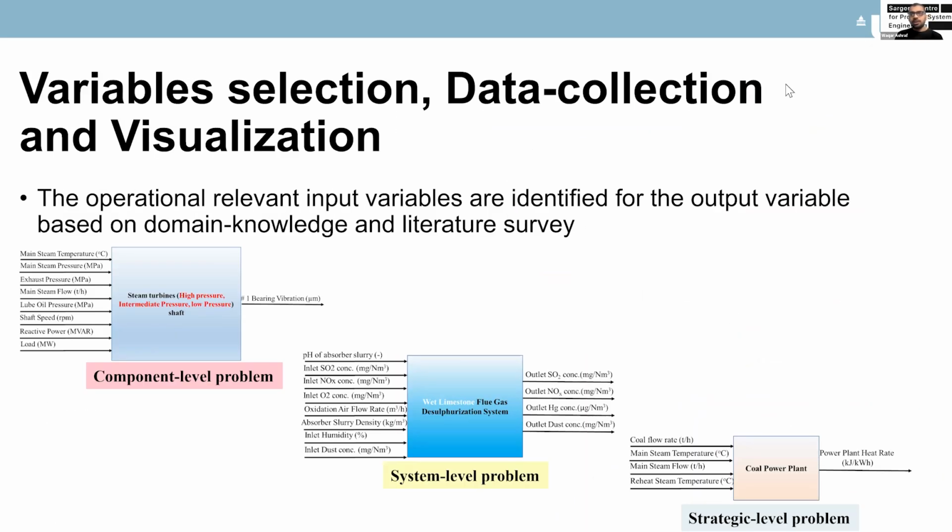Here I have represented 3 problems corresponding to component, system, and strategic level. Bearing vibration, the emission discharge from the flue gas desulfurization system, and the power plant heat rate are the problems, and the input variables have been identified. These variables were identified based on the domain knowledge as well as the literature survey we have conducted.